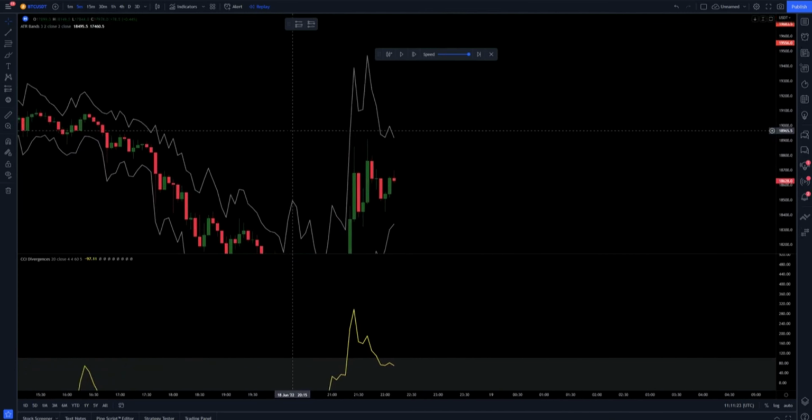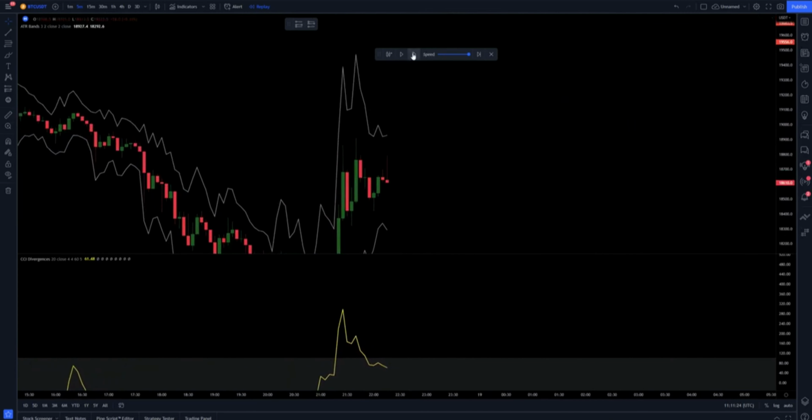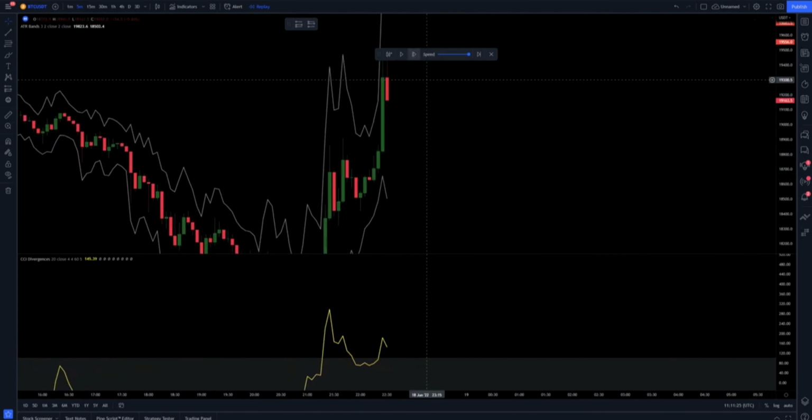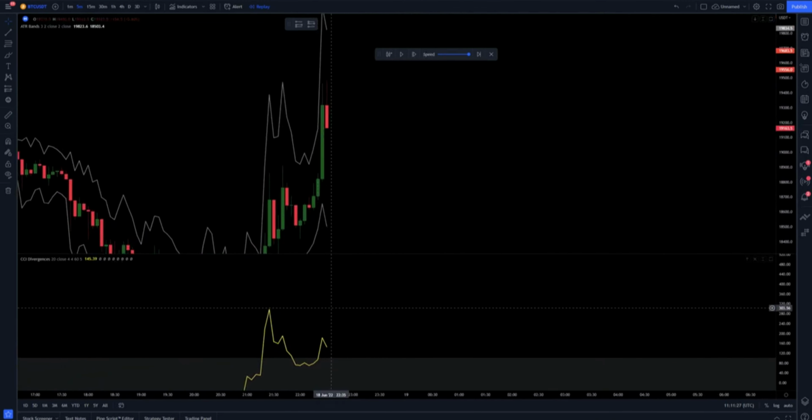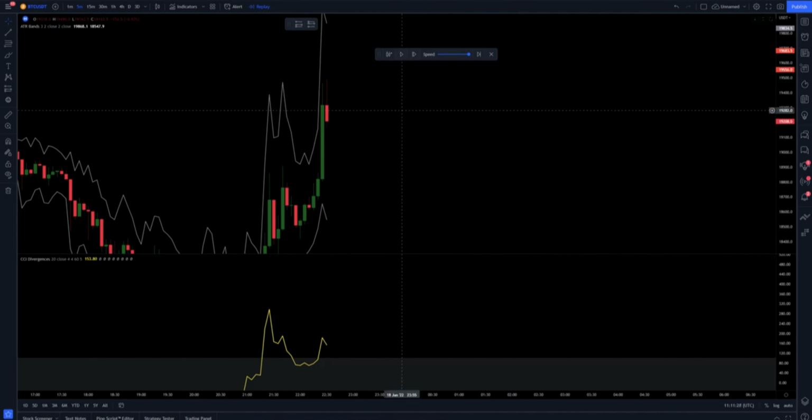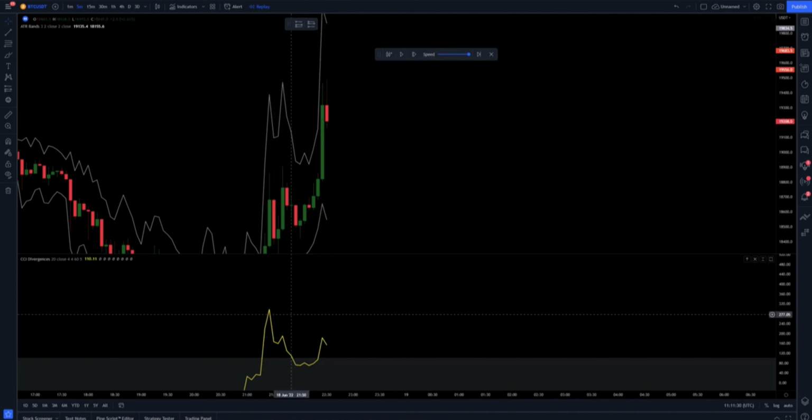If the EMAs show a bullish crossover on the 15-minute, but the 1 hour still shows a bearish trend, that's a red flag. You want alignment for stronger trades. Mismatched signals equals conflicting momentum, which weakens your edge.